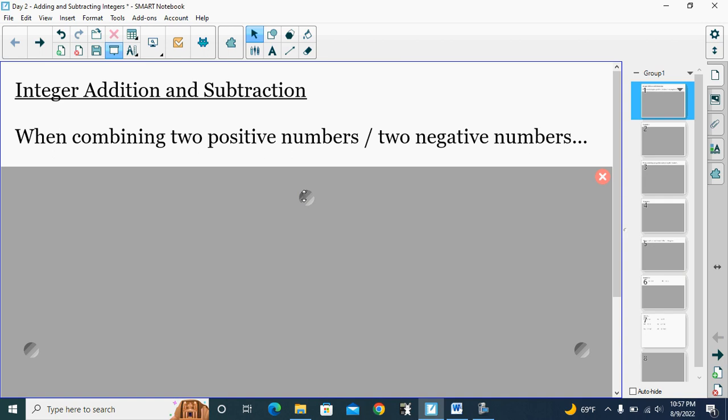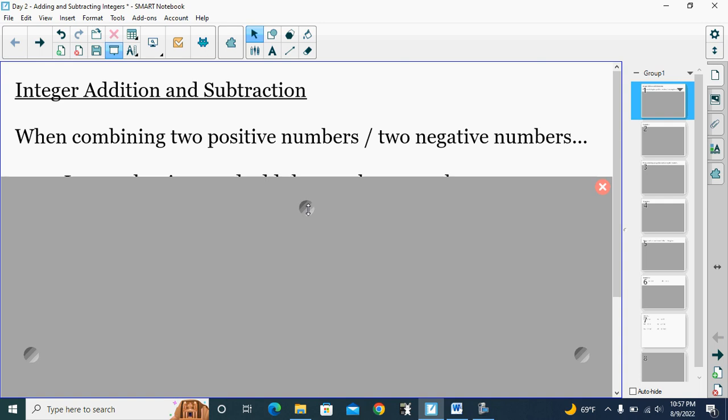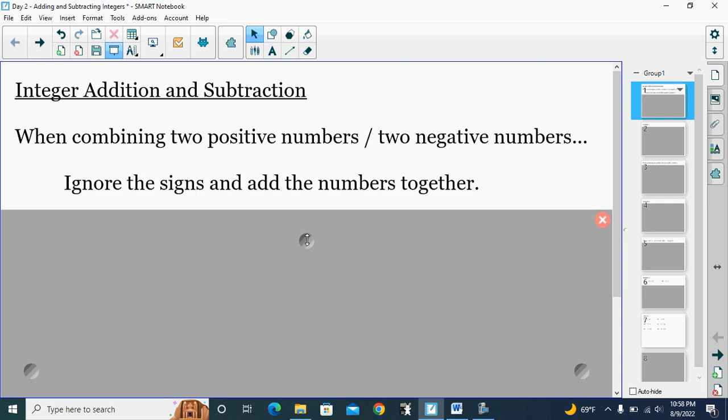First thing here says, if we combine either two positive numbers or two negative numbers, so when combining two positive numbers, or when we combine two negative numbers, we're going to ignore the signs and just add the numbers together. So if the numbers are negative, we don't worry about the negative signs. We just add the numbers together. If it's two positives, we don't worry about the positive signs.